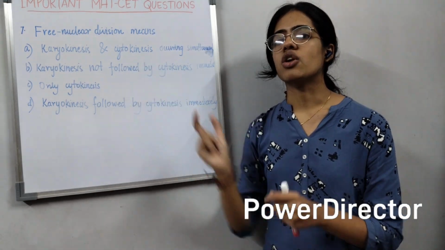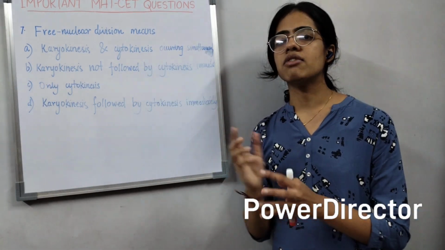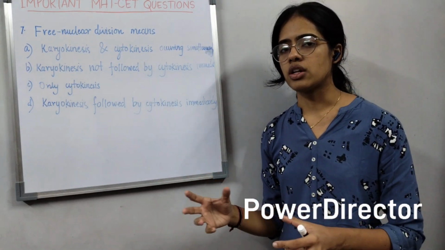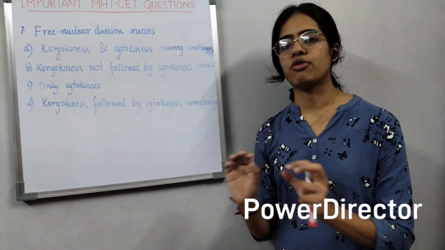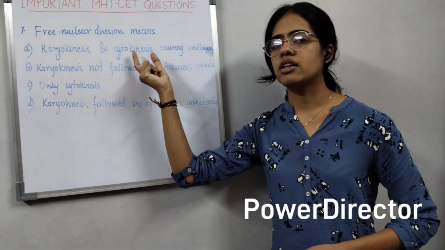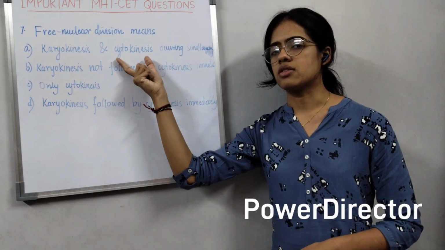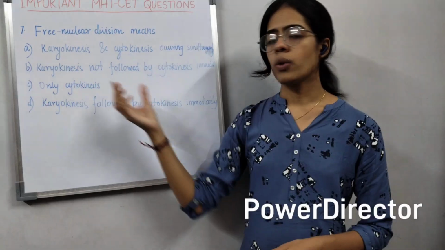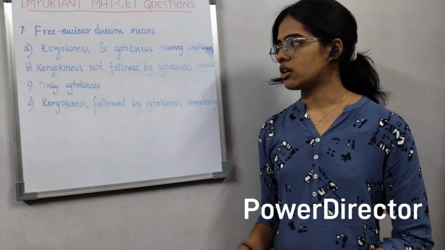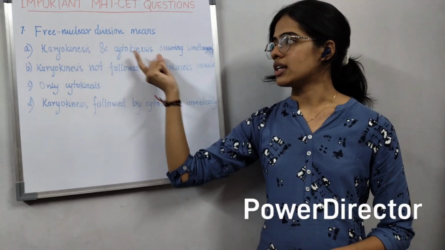Cytokinesis is the division of the cytoplasm. So cytokinesis literally means the division of the cytoplasm, but in actual, it means the formation of two different cells. That is the cell wall formation is indicated by the scientific term called cytokinesis. Okay. So I hope you understood the meaning of the words karyokinesis and cytokinesis.